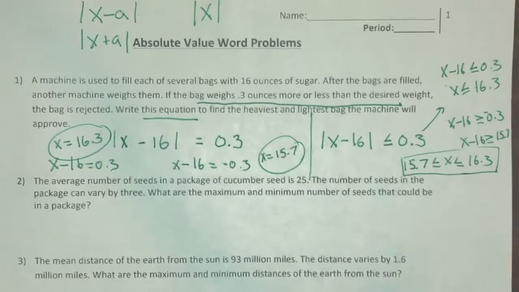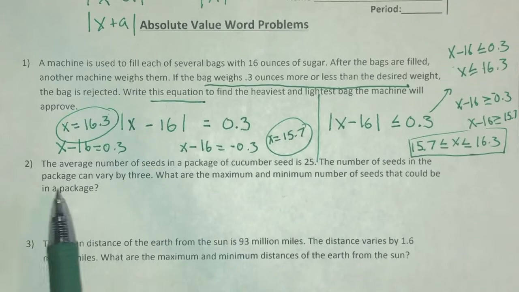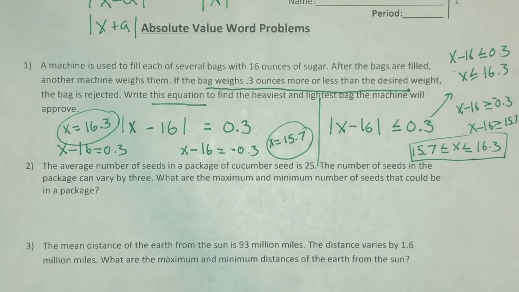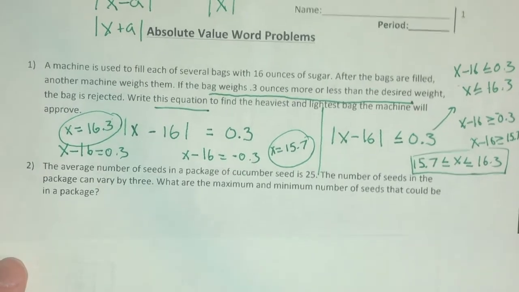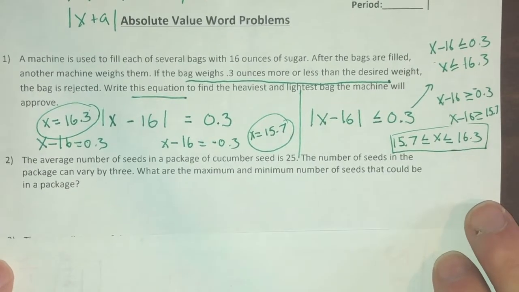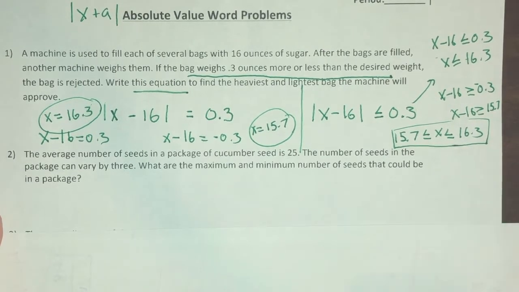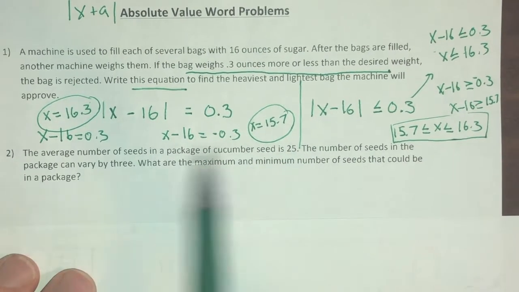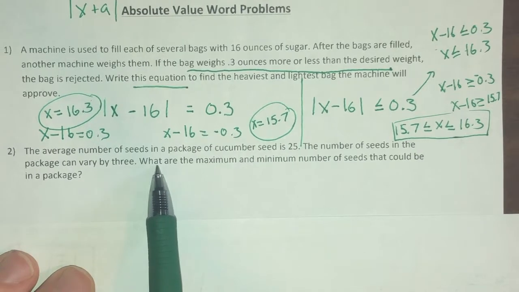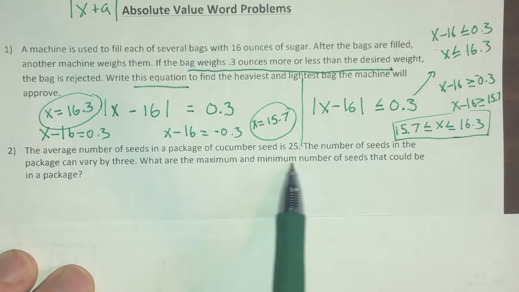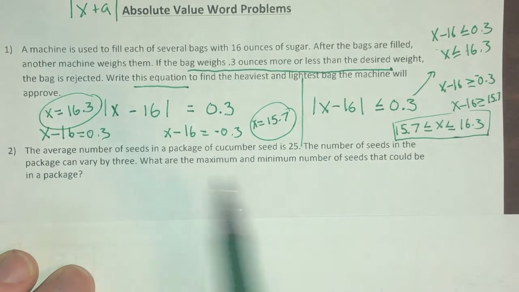All right, let's take a look at the next problem. The average number of seeds in a package of cucumber seed is 25. Sorry, I'm just going to block this off just so we can focus on the current problem. The average number of seeds in a package of cucumber seed is 25. The number of seeds in the package can vary by 3. What are the maximum and minimum number of seeds that could be in a package?